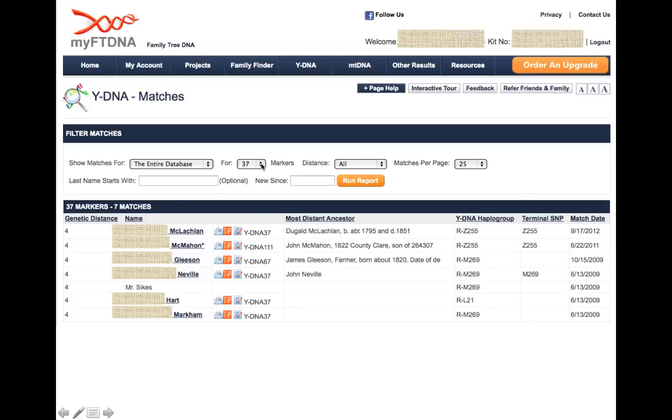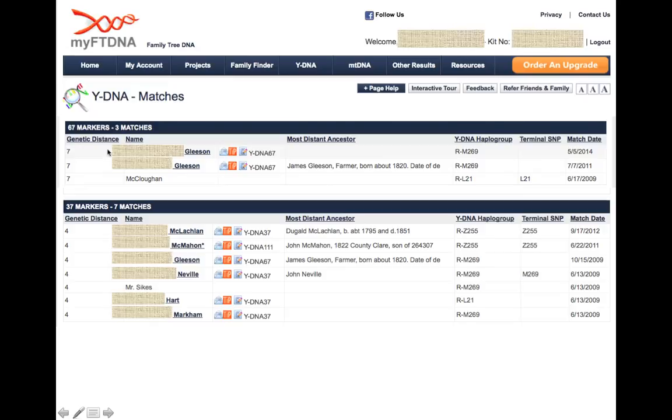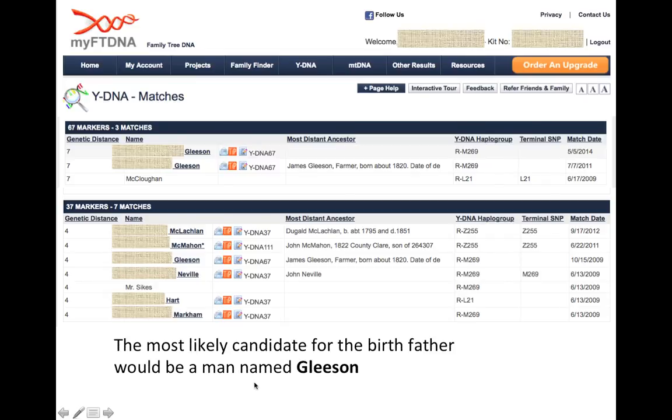However, if I change the marker resolution from 37 to 67, then what I'll get is three matches at 67 markers: Gleason, Gleason, and McLaughlin. So on the basis of these three matches at 67 markers, it would appear that the most likely candidate for my birth father would be a man named Gleason. And that is exactly the situation, because that is my dad and his name is Gleason too. So that is how doing Y DNA testing can actually help narrow down the candidates for the surname of your birth father. In this case, it was Gleason.